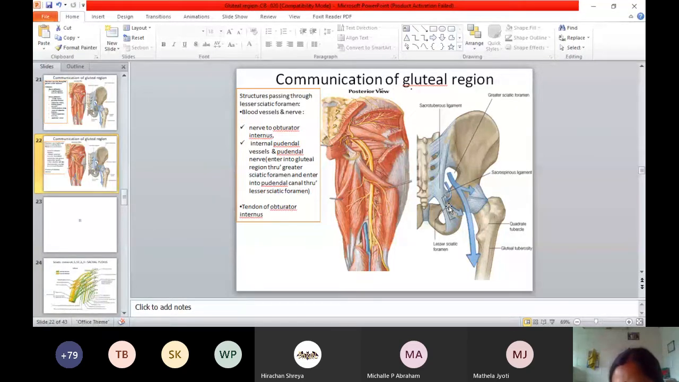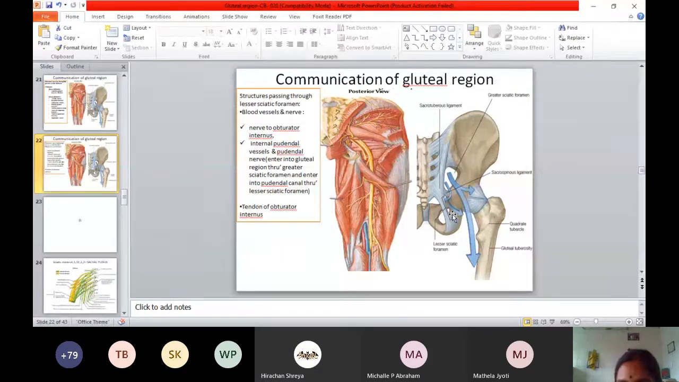So they enter into the gluteal region through the greater sciatic foramen and enter into the pudendal canal through which foramen? Lesser sciatic. Yes, lesser sciatic. Can you see this arrow? These three structures pass into the gluteal region through which foramen first? Greater sciatic foramen. Then you can see this arrow. It winds around the ischial spine and sacrospinous ligament and enters the pudendal canal. It is shown by this arrow. Yes, these structures are known as PIN structures.